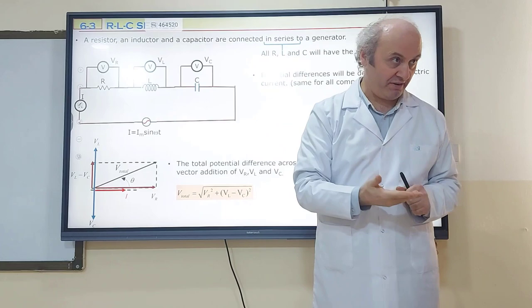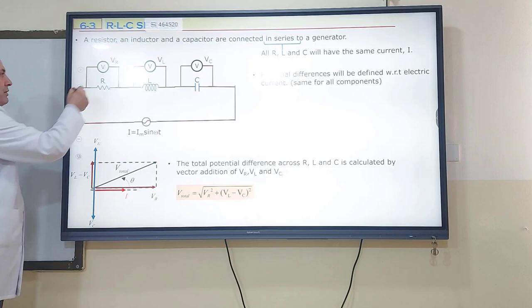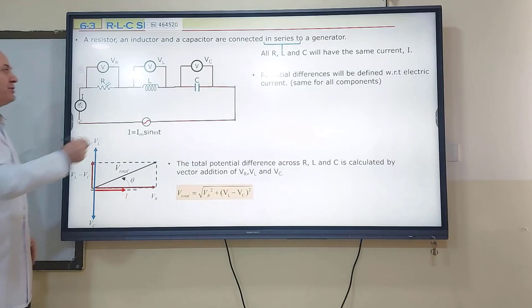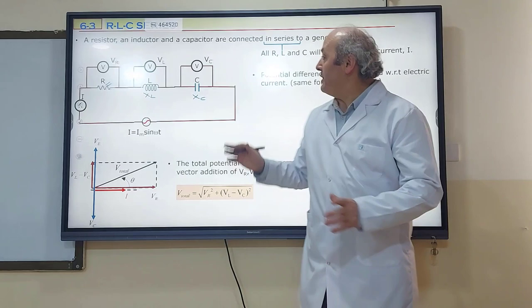electric current. Opposition of the resistor to electric current is resistance R. Opposition of a coil to electric current is inductive impedance XL. Opposition of a capacitor to electric current is capacitive impedance XC. So, depending on which one has greater opposition, they will have a greater potential difference on them.